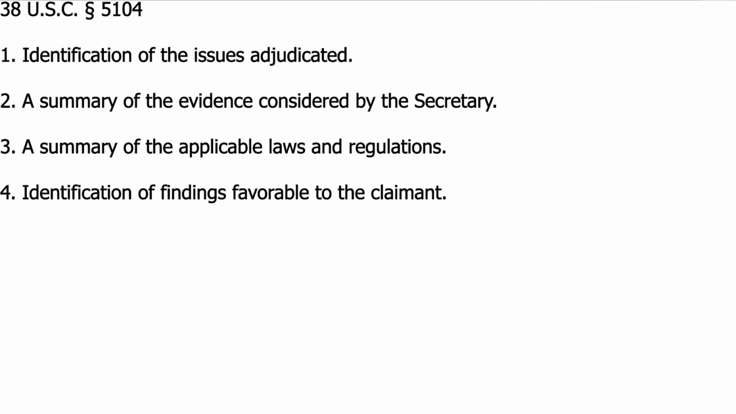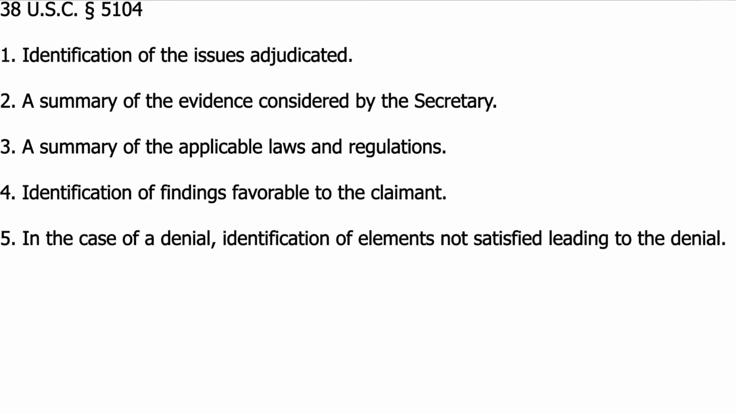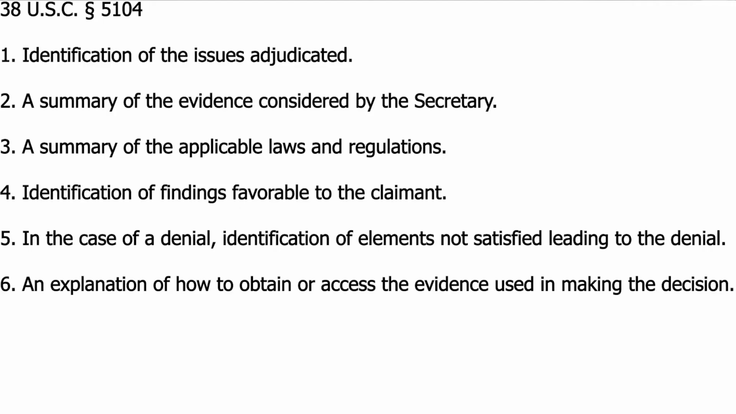identification of findings favorable to the claimant, which is typically you, the veteran, sometimes a spouse or other dependent. In the case of a denial, an identification of the elements not satisfied which led to the denial. This also provides you a handy little roadmap with what you need to think about including in a supplemental claim or how you need to frame an appeal. Also on this list is an explanation of how to obtain or access the evidence used in making the decision. This is basically a copy of your C-file.